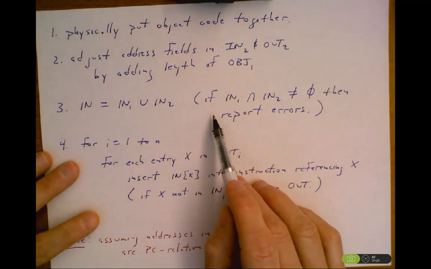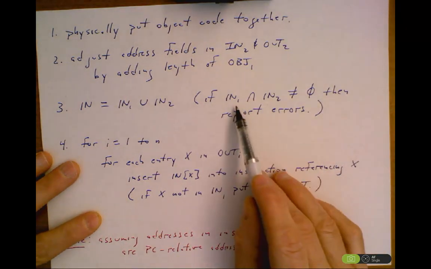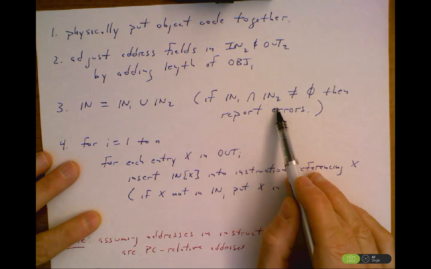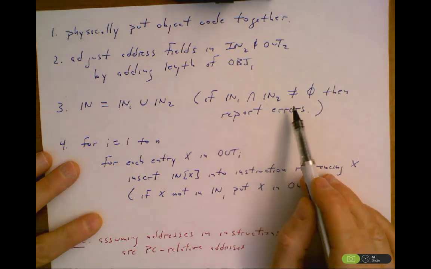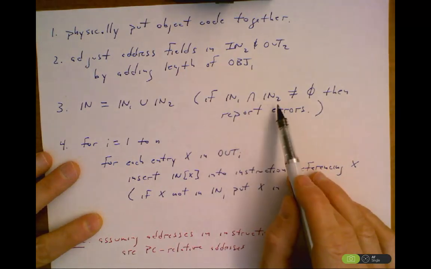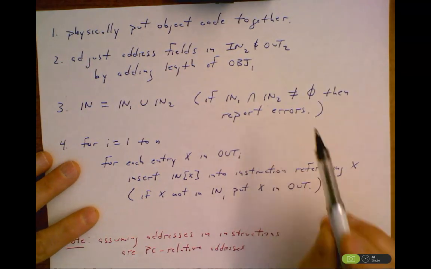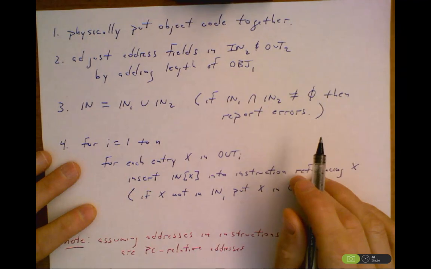And the only tricky thing is I have to look for error conditions, right? An error condition would be if there's something in the intersection. If they both define the same symbol, that's probably an error that we need to report. If the intersection of the in symbols from file 1 and the in symbols from file 2 is not the empty set, then that's a duplicate symbol error that we need to report.